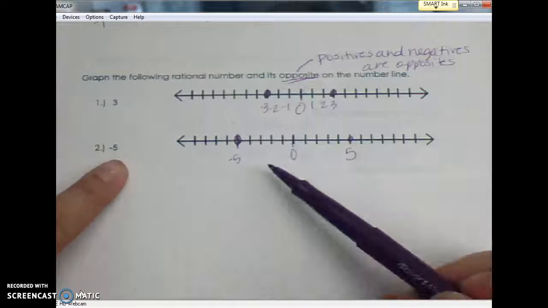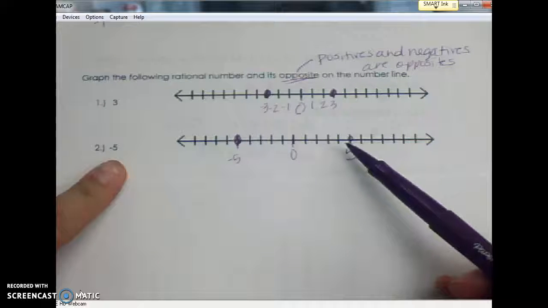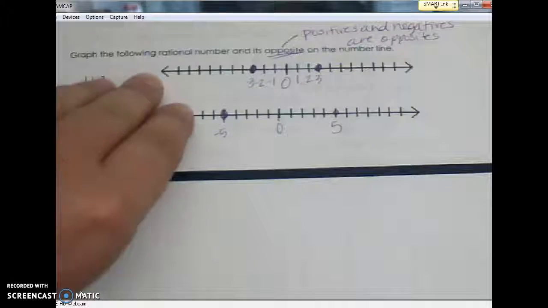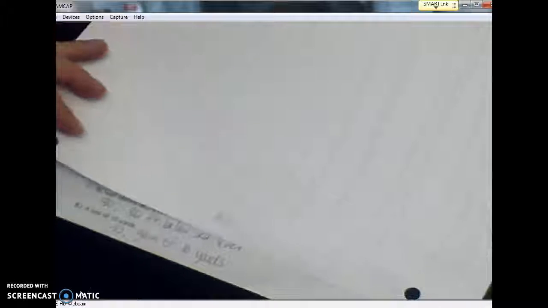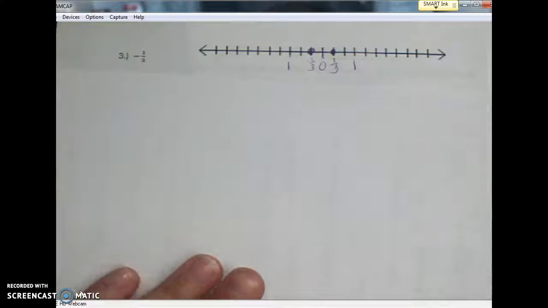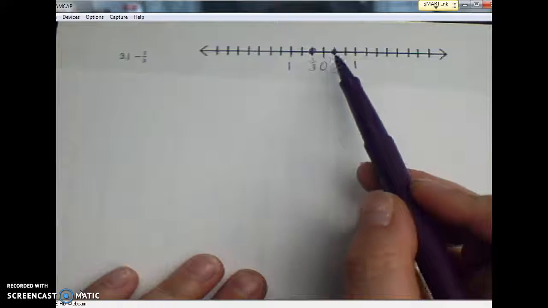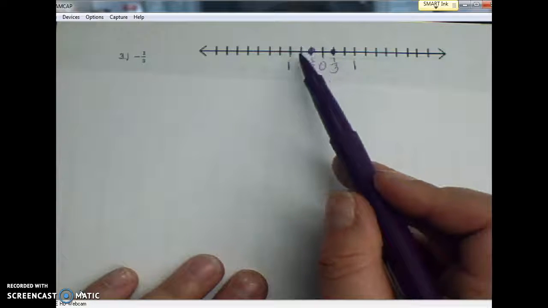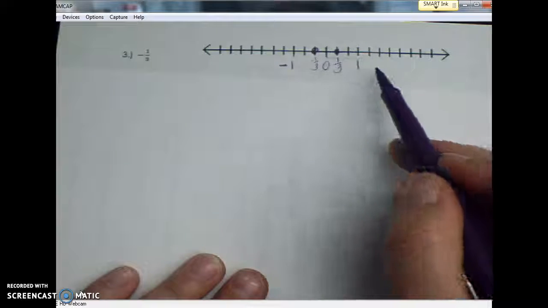If I want to graph a -5, the opposite of -5 is a +5. -5 and 5 are opposites of each other. If I want to graph a -1/3, I break my number line up into equal thirds. So I have a 0, I've got my 1/3, and my -1/3. So there's -1/3, -2/3, and -1, and 1/3, 2/3, and 1 whole.